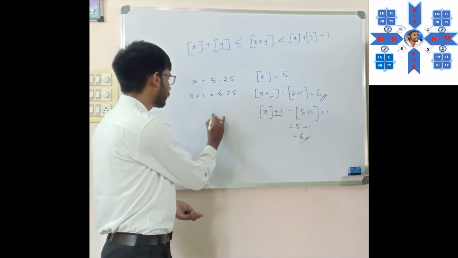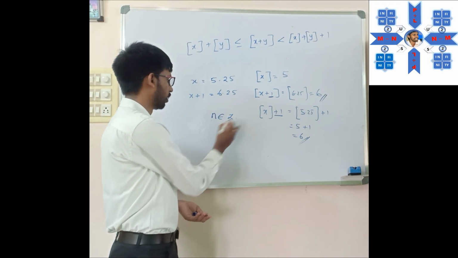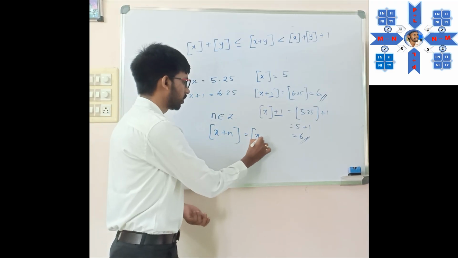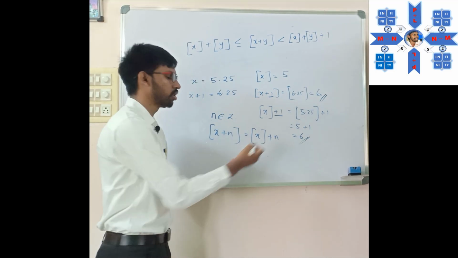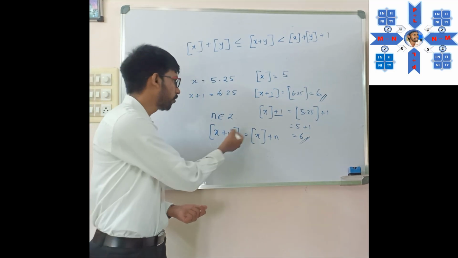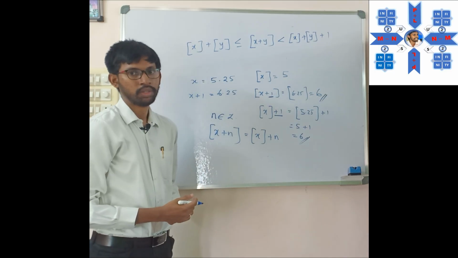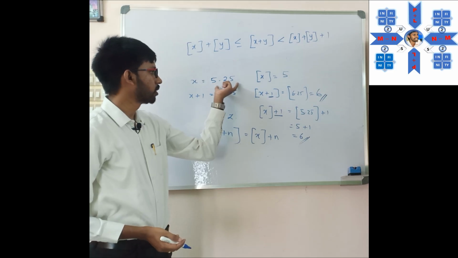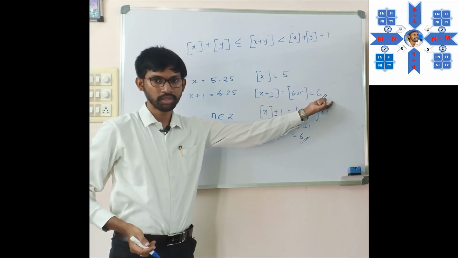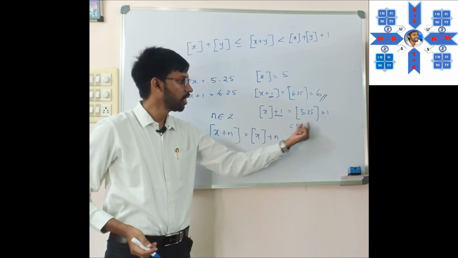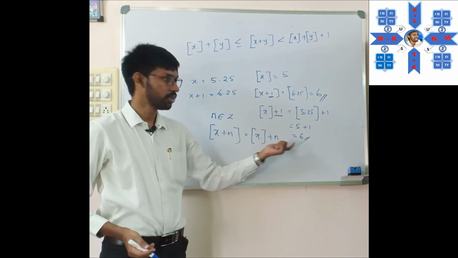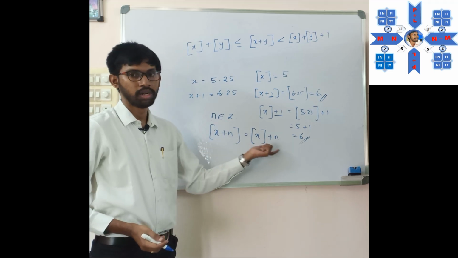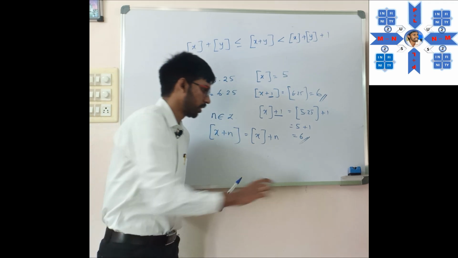So for example, if n is any integer, then the greatest integer function of x plus n and the greatest integer function of x, plus n, they both remain the same. In this case, instead of n, we are assuming 1. So I am just adding 1 to the value of x, then I apply the greatest integer function, or I apply the greatest integer function, then I add 1, they both result in the same answer. So if n is any integer, then they both are same, right?